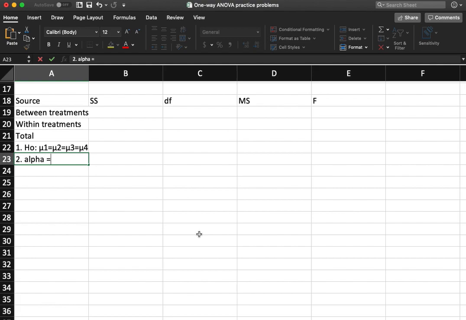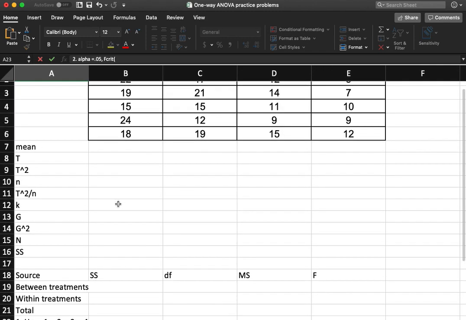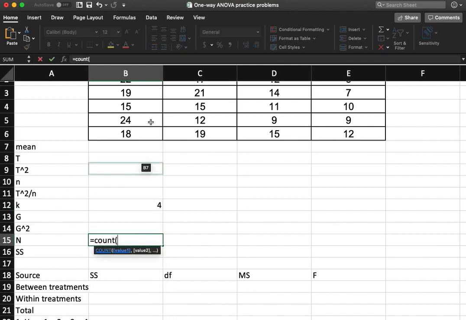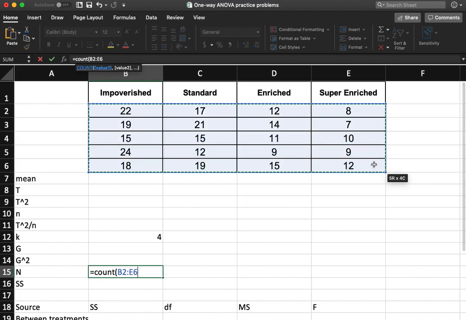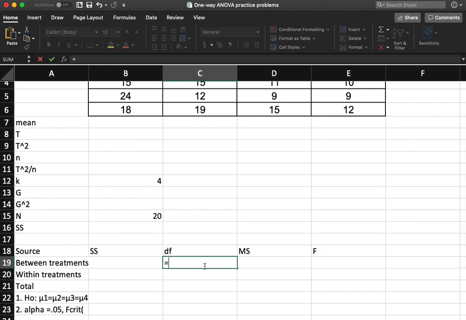Alpha is going to be 0.05, just like it usually is, and our F crit we need to evaluate on however many degrees of freedom that we have. So let's figure that out first. In order to do that, we need to count the number of groups, which is 4. We need the number of scores. 5 in each of 4 groups is 20. And now we can say the degrees of freedom between treatments is 4 minus 1 or 3, and degrees of freedom within treatments is 20 minus 4 or 16, big N minus k.